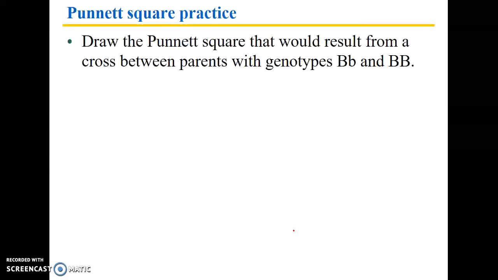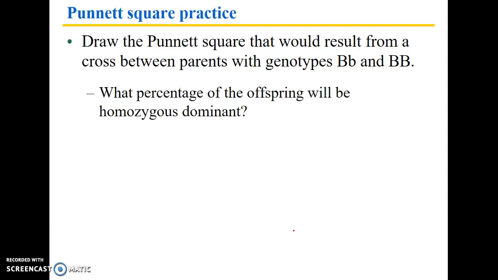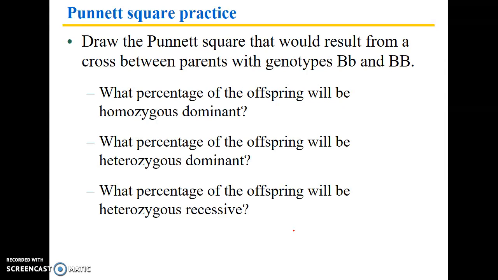Okay, let's do some more practice with these. Draw the Punnett square that would result from a cross between parents with genotypes big B, little b, and big B, big B. And then answer these questions. So go ahead and pause if you would like. Take a minute to think about this, and I will go over the answers shortly.